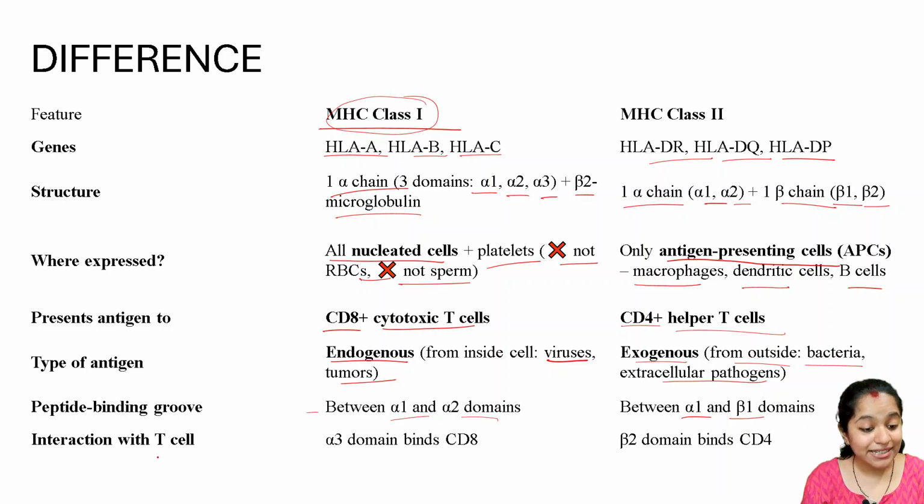Interaction with T cell: which part of MHC class 1 is interacting with T cell? Only alpha 3. Okay, alpha 3 is the only one functional left. And in MHC class 2, alpha 1 and beta 1 are busy with the antigen binding. Alpha 2 is like, I won't do anything. So we have beta 2, which binds to the CD4 molecule of T helper cell. I hope it was clear.